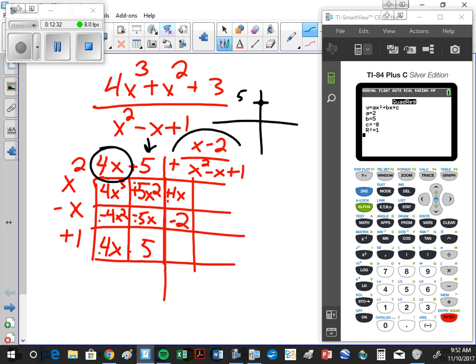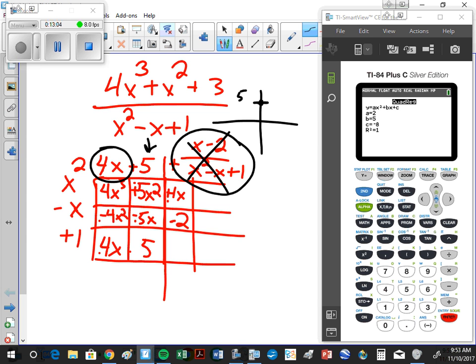Okay? And what does this stuff do? It's very, very small. The bigger x is, the smaller it is, because it's an x divided by an x squared. So it is so small, we can just simply throw it out and say the slanted asymptote is 4x plus 5, because that remainder is such a small piece of the function.